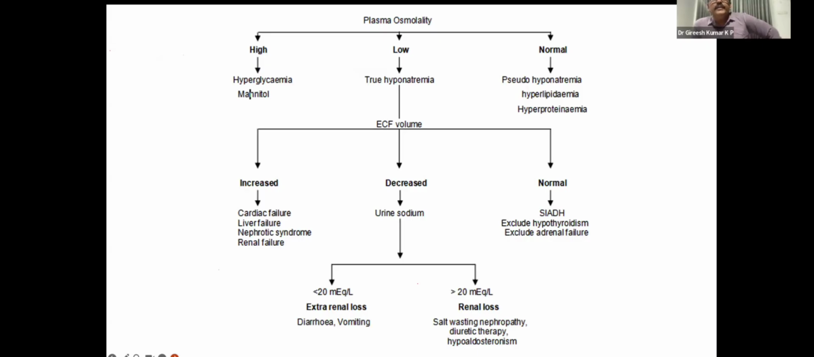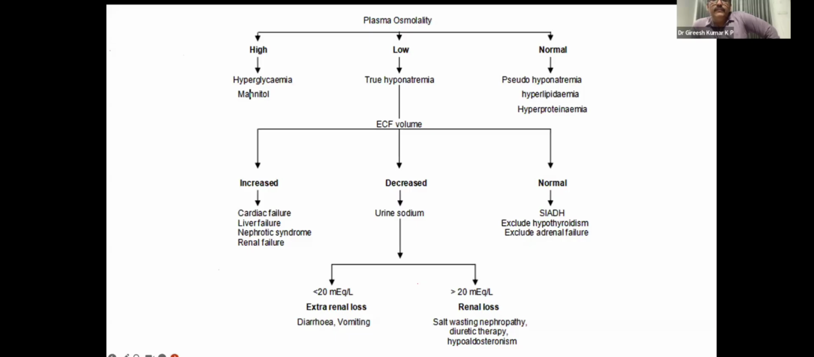Now, how do you investigate a case of hyponatremia? First, see the plasma osmolality. Just follow the flow chart. You look at the plasma osmolality. If it is low, then it is true hyponatremia. Then look at the volume status in that patient, whether it is increased, decreased, or normal. If it is increased, look for any failure: cardiac failure, liver failure, nephrotic syndrome with hypoproteinemia, anemia with volume overload, renal failure with volume overload. All these conditions have one common thing, which is volume overload.